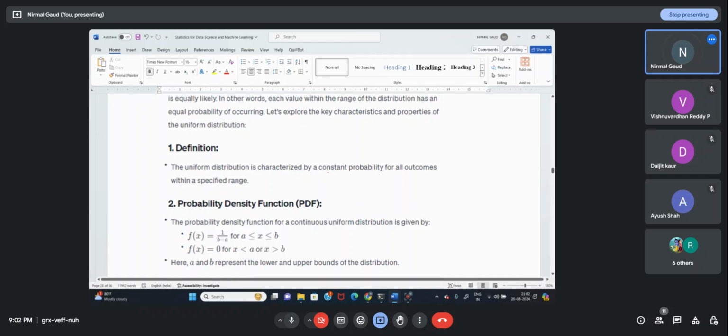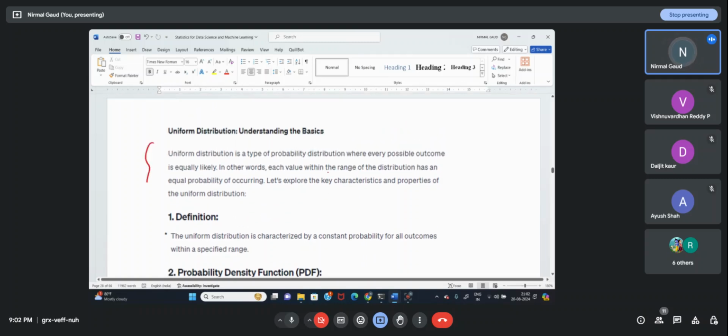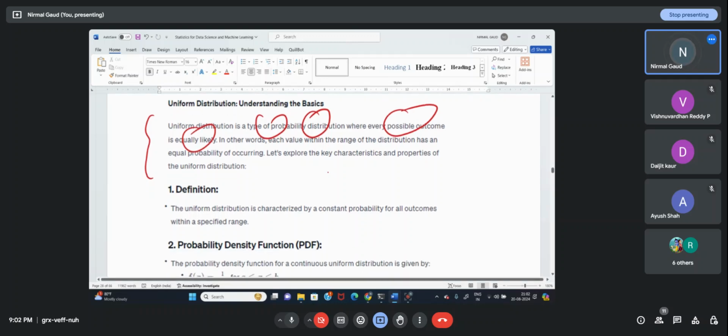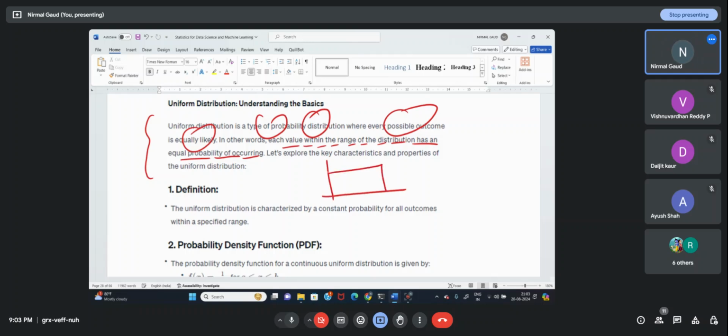There's one more thing, that is uniform distribution. Its definition is given: uniform distribution is a type of probability distribution where every possible outcome is equally likely. That means each value within the range of the distribution has equal probability of occurrence. That is uniform distribution, equally likely. So it will be like this. This could be the plot of uniform distribution.